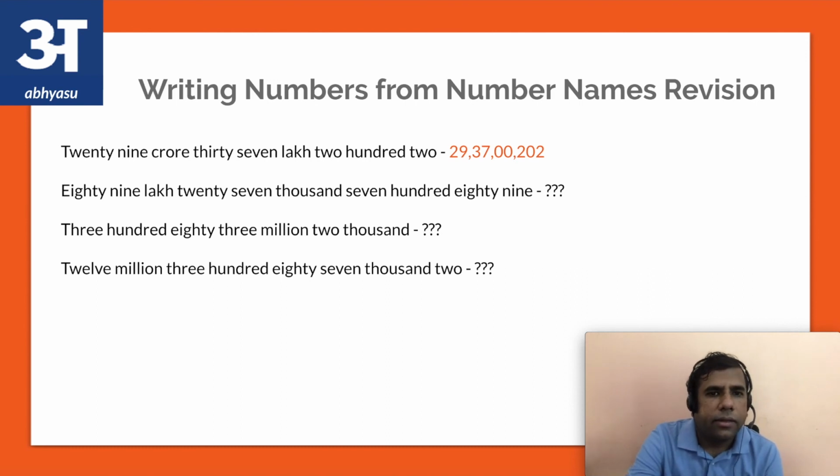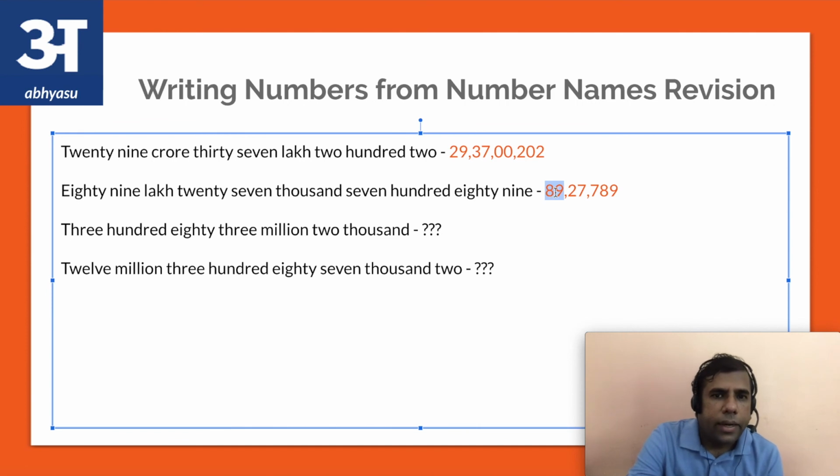Let's look at another example. 89 lakh 27,789. 89 lakh, so 89 comma here, 27,000, that's the thousands place, so 27 after that, so 89 comma 27 comma 789, so that becomes this particular number.